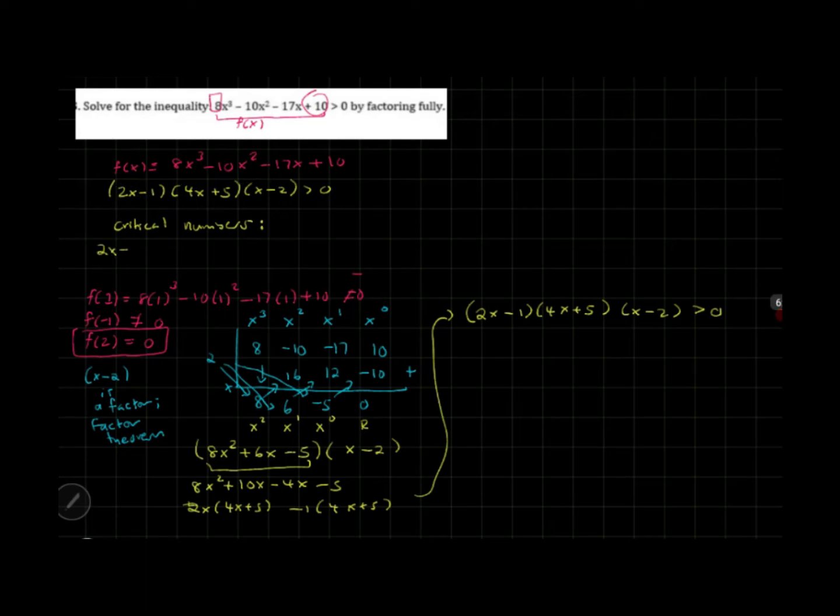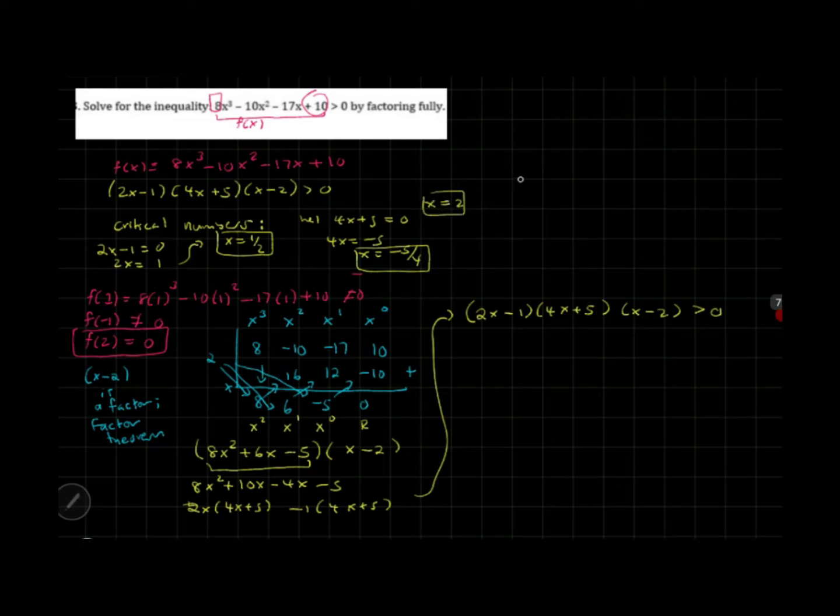So if I let 2x minus 1 equal 0, then 2x is equal to 1, right? x is equal to a half. So this is one of our critical numbers that we're going to plot, right? They're going to be non-inclusive points. Right? I'm going to let 4x plus 5 equal 0, 4x is equal to negative 5, x is equal to negative 5 over 4, right? So this is another critical number, and x can be equal to 2.